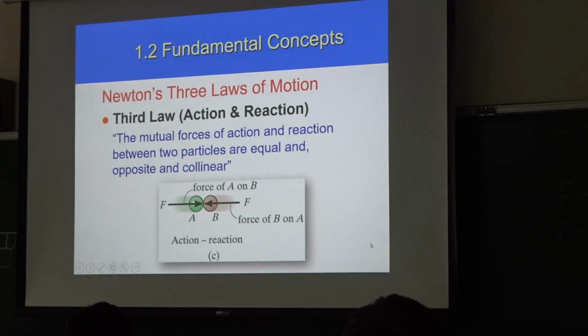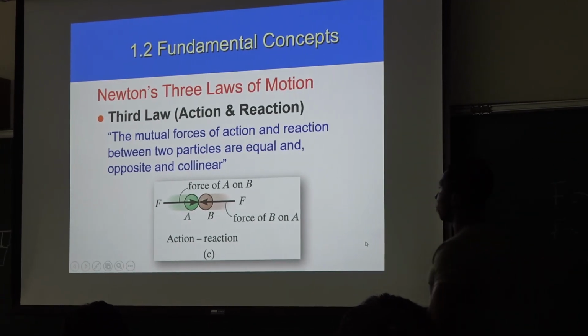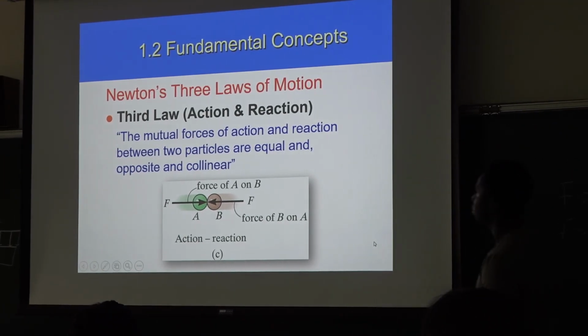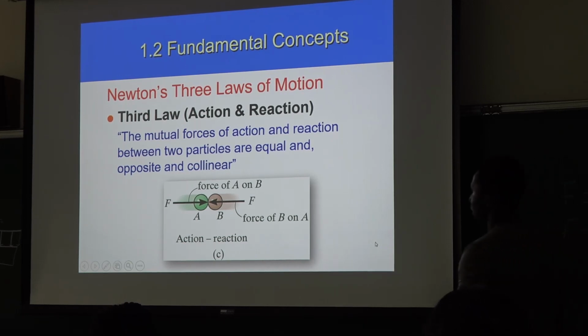Okay, and the third law of motion: the mutual forces of action and reaction between two particles are equal, opposite and collinear. So what this says is that to every action, there's an equal and opposite reaction. It's also the reason why when you get a basketball and throw it to the wall, the ball will just come back to you.